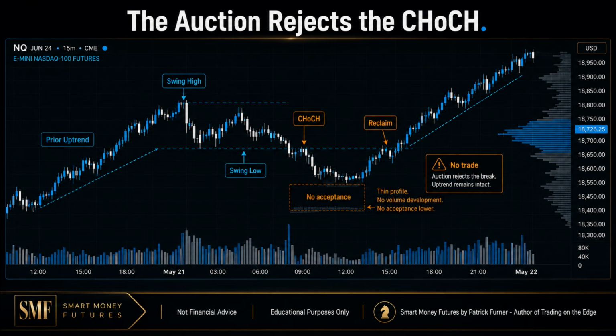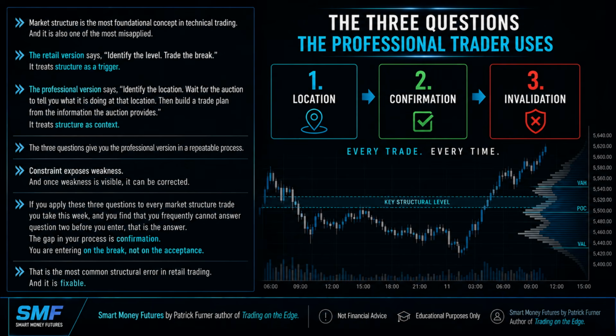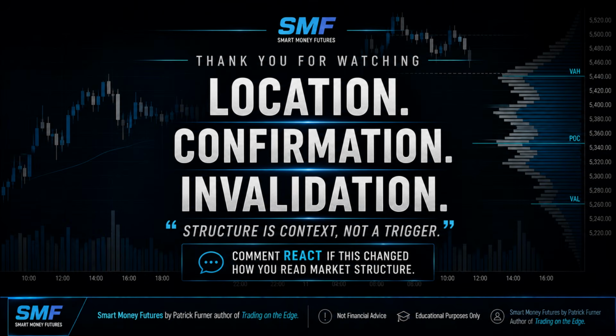So let me give you the real takeaway. Market structure is the most foundational concept in technical trading, and it is also one of the most misapplied. The retail version says, identify the level, trade the break. It treats structure as a trigger. The professional version says, identify the location, wait for the auction to tell you what it is doing at that location, then build a trade plan from the information the auction provides. It treats structure as context. The 3 questions give you the professional version in a repeatable process. Location, confirmation, invalidation, every trade, every time.